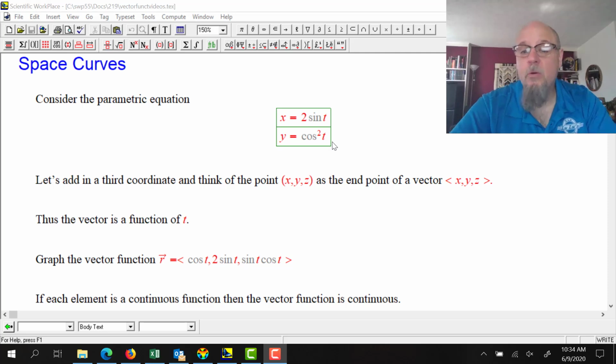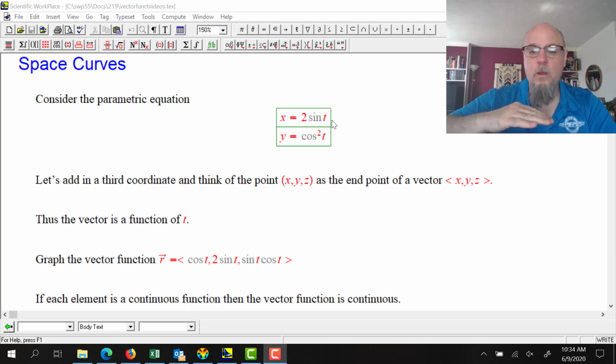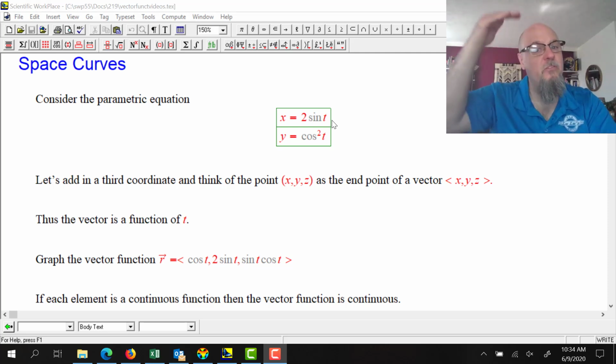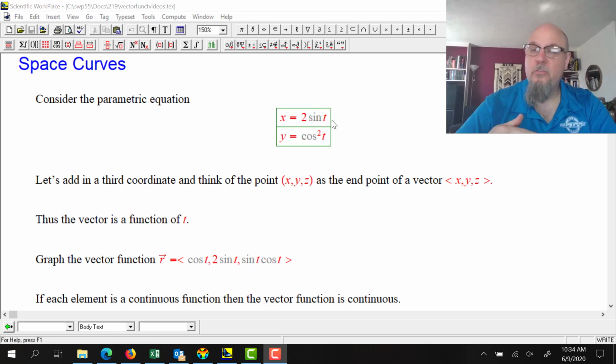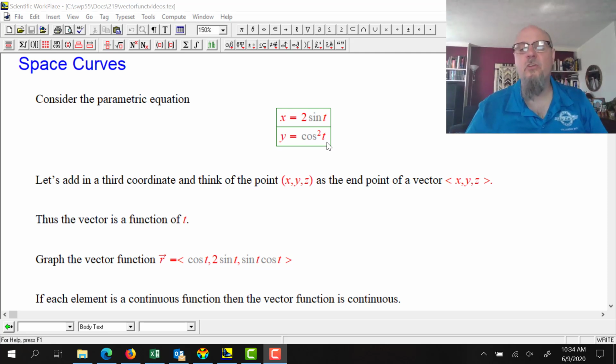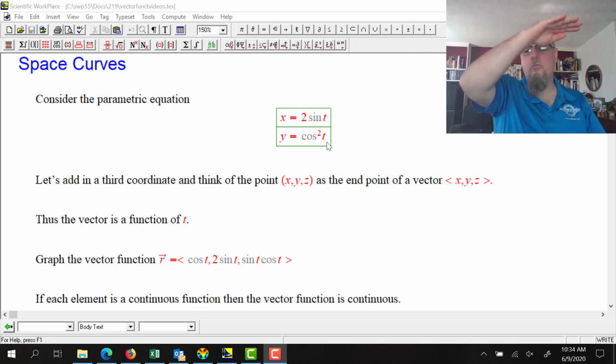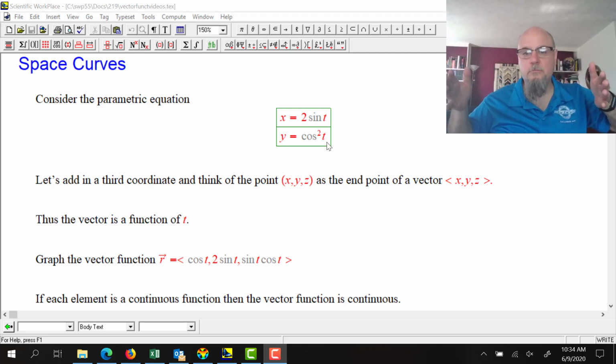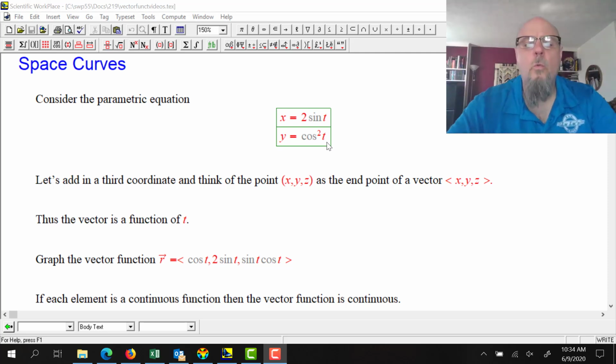The first thing we notice is that because sine goes up to 1 and down to -1, the biggest x could ever be is 2, and the smallest x could ever be is -2. Y is cos squared, so the smallest y could ever be is 0, and the biggest y could ever be is 1. So we're trapped in this box, 0 to 1, -2 to 2. So what does our actual curve look like?